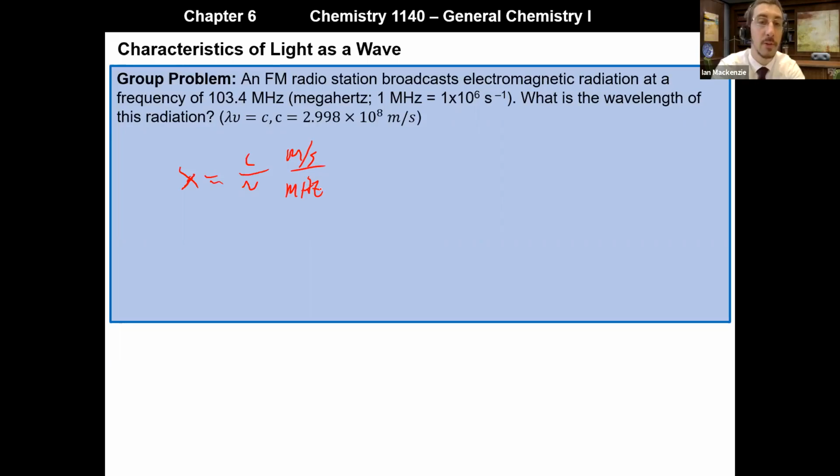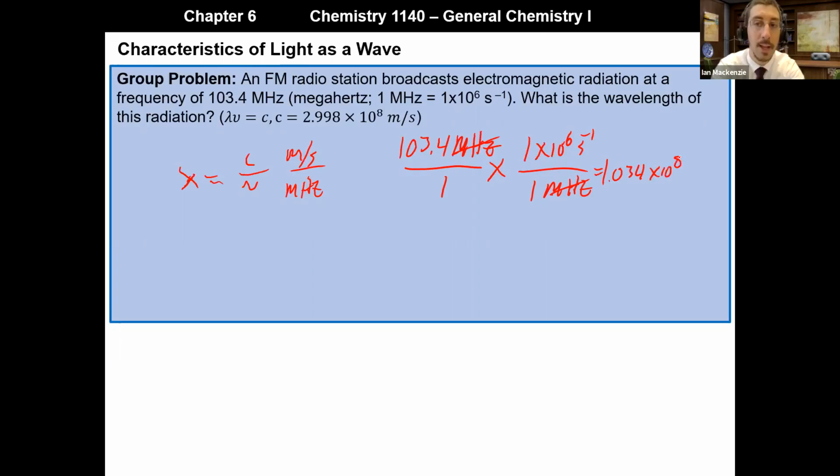I can do that using the conversion factor I'm given. So 103.4 megahertz times 1 times 10 to the sixth inverse seconds for 1 megahertz. That way I cancel that out and I'll come out with 1.034 times 10 to the eighth inverse seconds. Remember, inverse seconds can also be written as just 1 over seconds. Now I can substitute that into the rearranged equation because the seconds on bottom will cancel out with the seconds in the meters per second from the speed and leave me with units of meters.